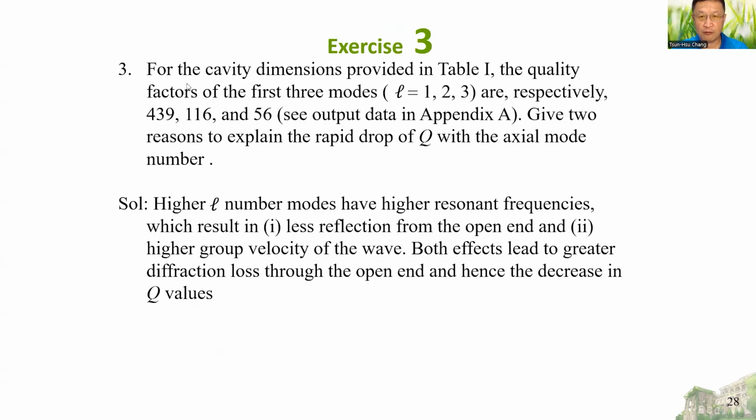Exercise 3. For the cavity dimensions provided in table 1, the quality factors of the first 3 modes, L equals 1, 2, 3, are respectively given here. Give 2 reasons to explain the rapid drop of Q with the axial mode number, from 400 to 56. It changes a lot. Why? Try to answer.